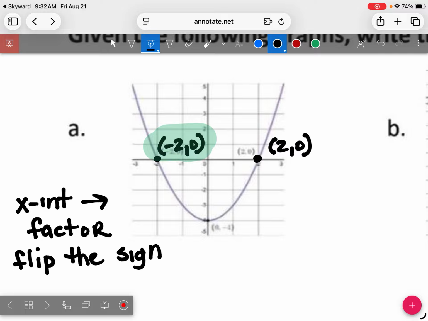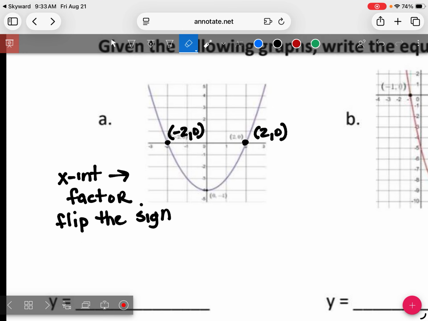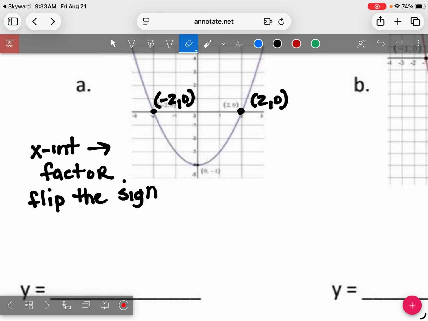That's the only way to do that. Okay? You have to flip the sign. So whatever number I have for my x-intercept, when I write the factor, I have to flip it. So I'm going to go ahead and make my two parentheses. Put your x in front of both.